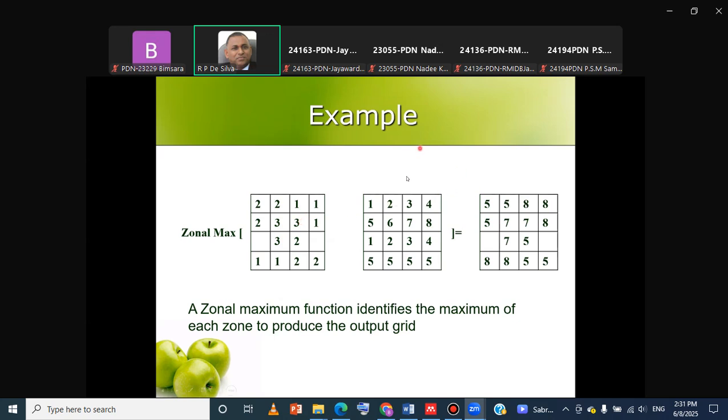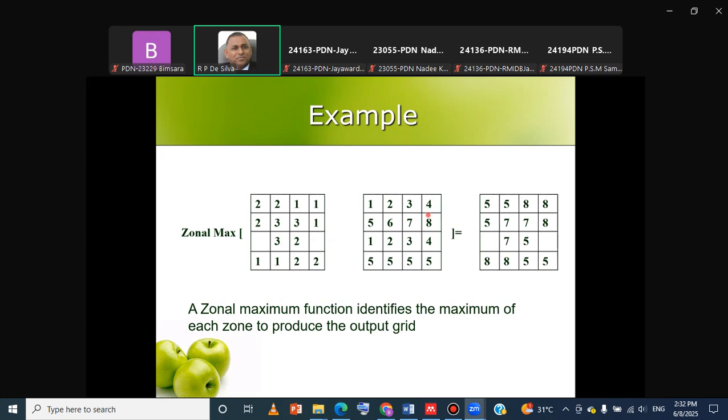And this one is the value grid. These are the values of each cell. We don't look at the zone here, we look at the value. Now, when you ask the function to calculate zonal max, you can use zonal min, zonal minimum. You can even look at zonal standard deviation, zonal variance, whatever statistical parameters you can use.